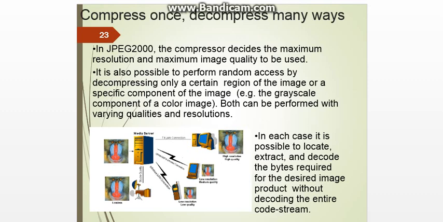It is also possible to perform random access by decompressing only a certain region of the image or a specific component of the image. Both can be performed with varying qualities and resolution. In each case, it is possible to locate, extract, and decode the bytes required for the desired image product without decoding the entire code stream as shown in the figure.